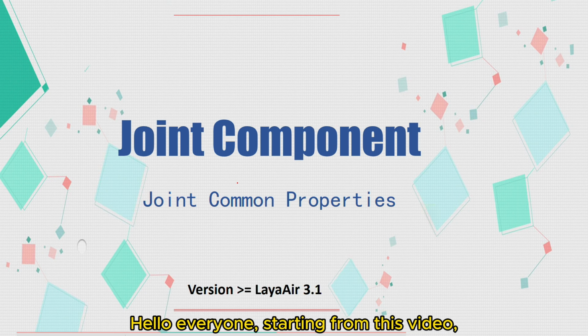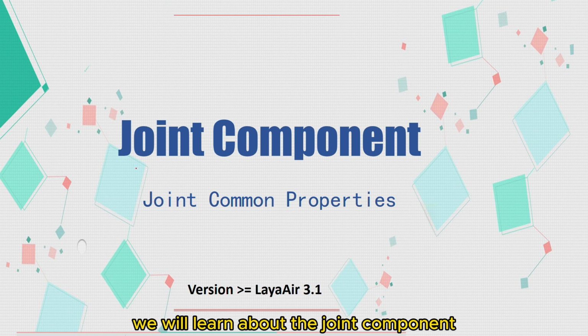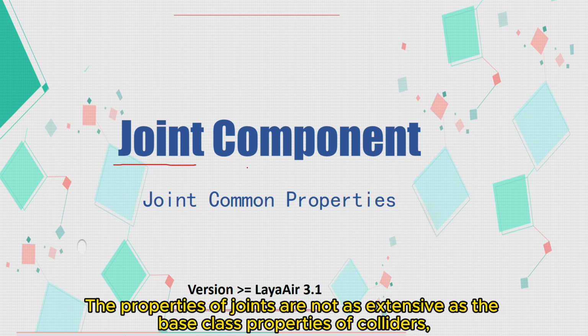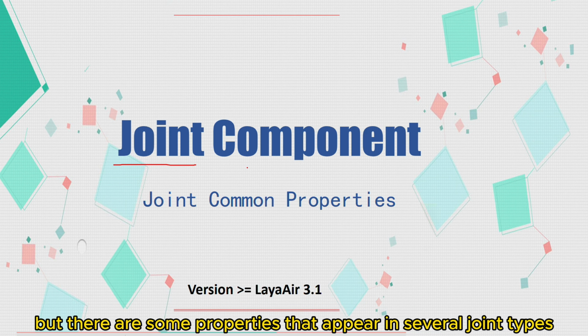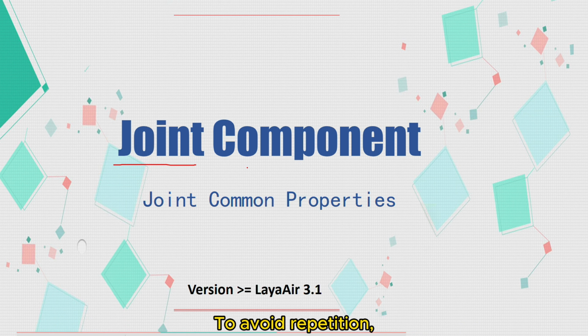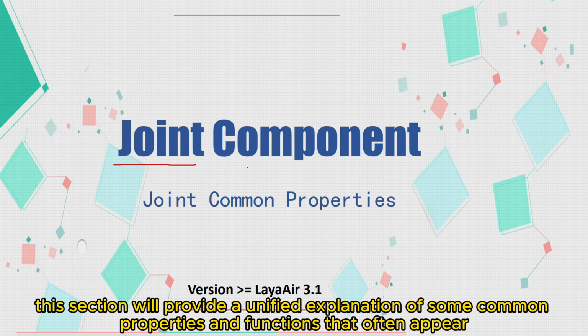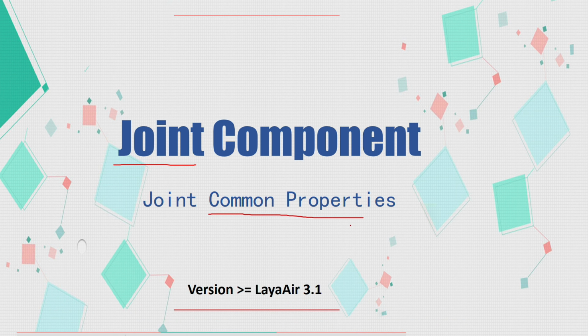Hello everyone. Starting from this video, we will learn about the joint component. The properties of joints are not as extensive as the base class properties of colliders, but there are some properties that appear in several joint types. To avoid repetition, this section will provide a unified explanation of some common properties and functions that often appear.